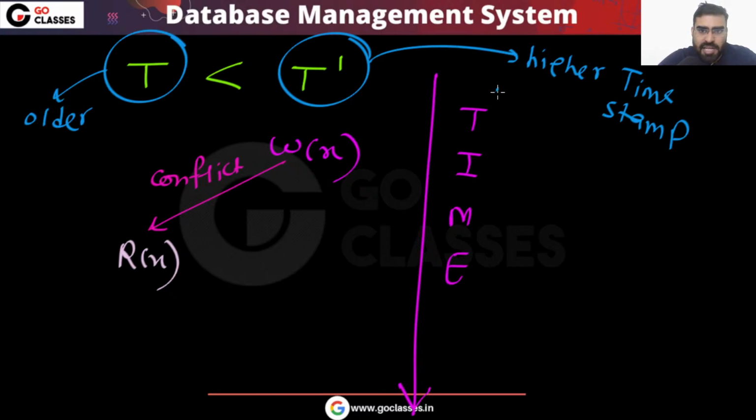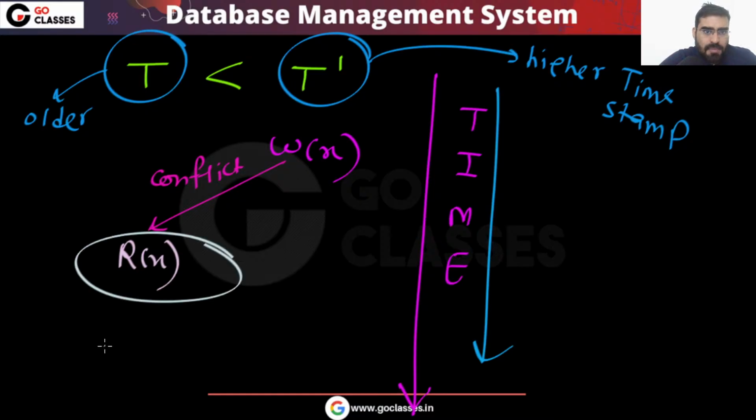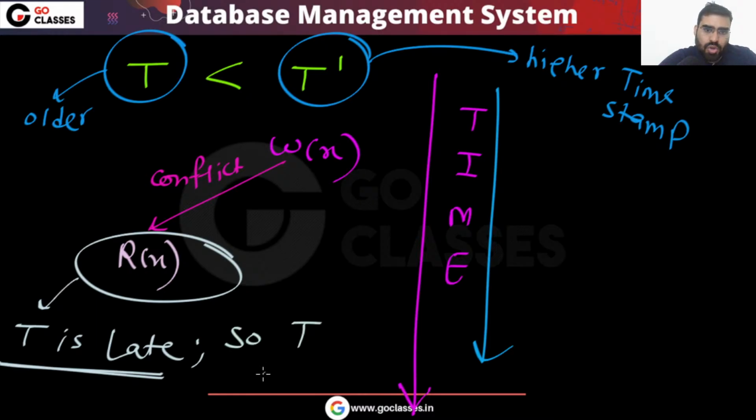Remember, this is the time. Time is going in this direction. So definitely this T is late, right? Yes or no? Here I can say this transaction T is basically late. So T rolls back. So T aborts.